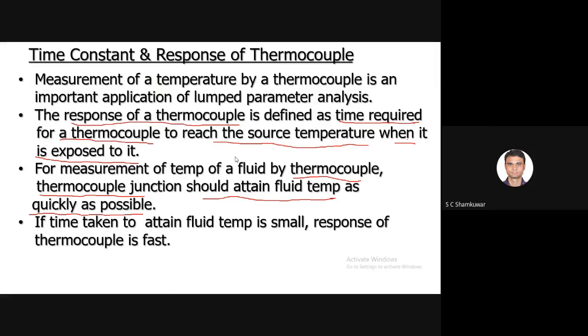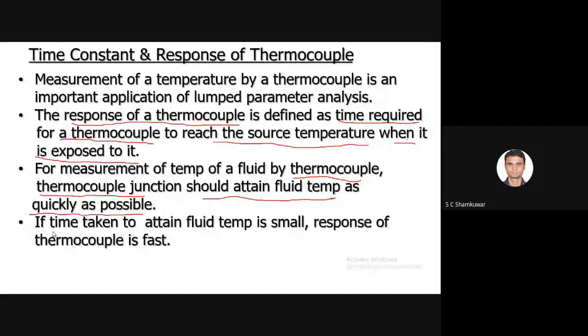So here you have understood what the response of a thermocouple is. It is defined as the time required for a thermocouple to reach the source temperature when it is exposed to it. And if the time taken to attain the fluid temperature for a thermocouple is small, the response of the thermocouple will be fast. So we want to increase the response. We want to decrease the time lag.